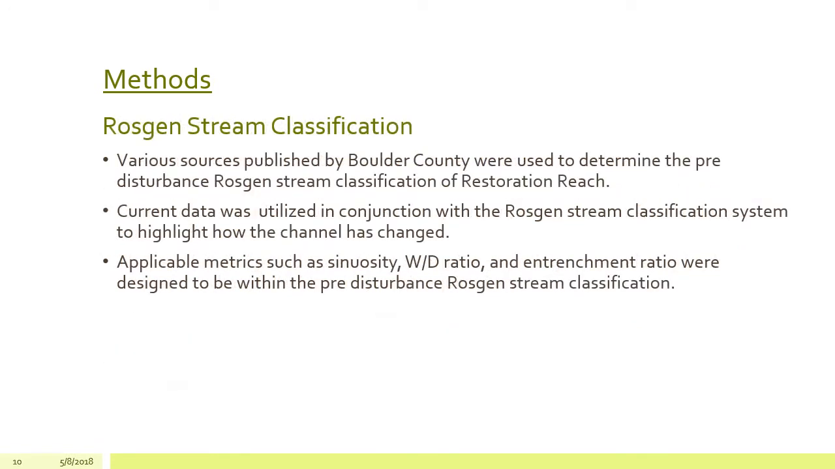In the process, I also used Rosgen's stream classification system. Various sources published in Boulder County were used to determine the pre-disturbance Rosgen stream classification of Restoration Reach. Current data was utilized in conjunction with the Rosgen stream classification system to highlight how the channel has changed over time, and applicable metrics such as sinuosity, width to depth ratio, and entrenchment ratio were designed to be within the pre-disturbance Rosgen stream classification.